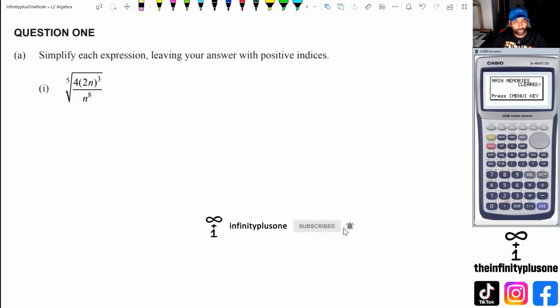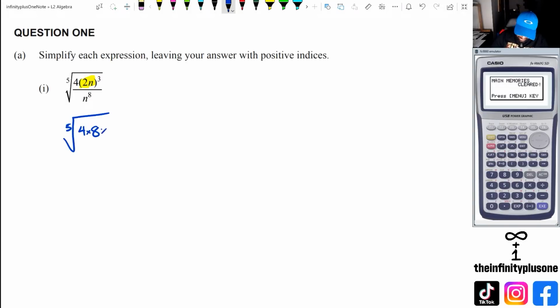All right, so for question one, what we need to do is simplify each of these expressions. So the first thing I'm going to do is get rid of this bracket here. When I get rid of that bracket, what I'm going to end up with is 4 multiplied by 2 to the power of 3 and then n to the power of 3. So 2 to the power of 3 is going to be 8, multiplied by n to the power of 3. And all of that is divided by n to the power of 8.